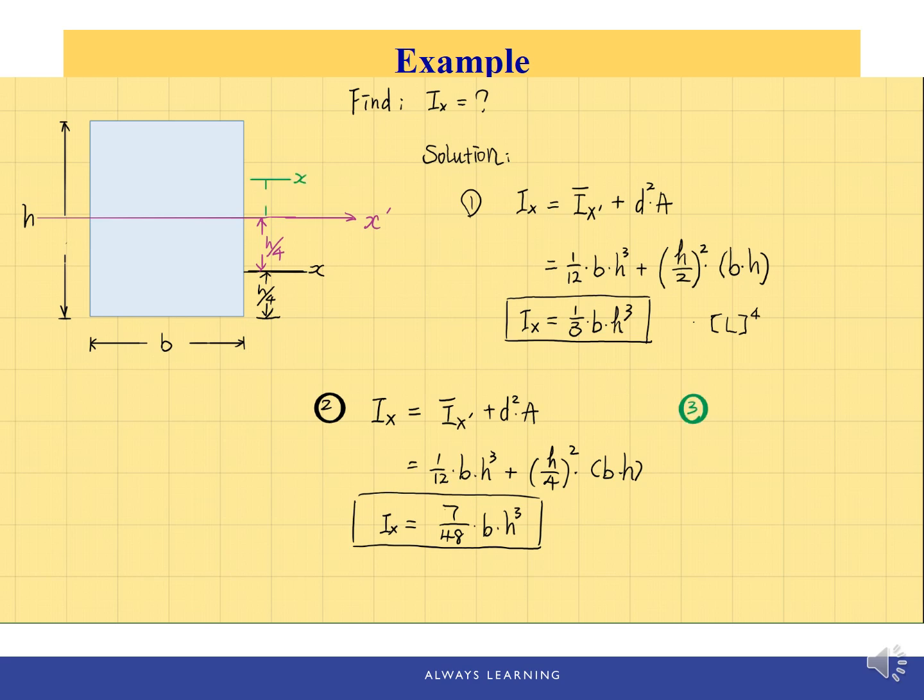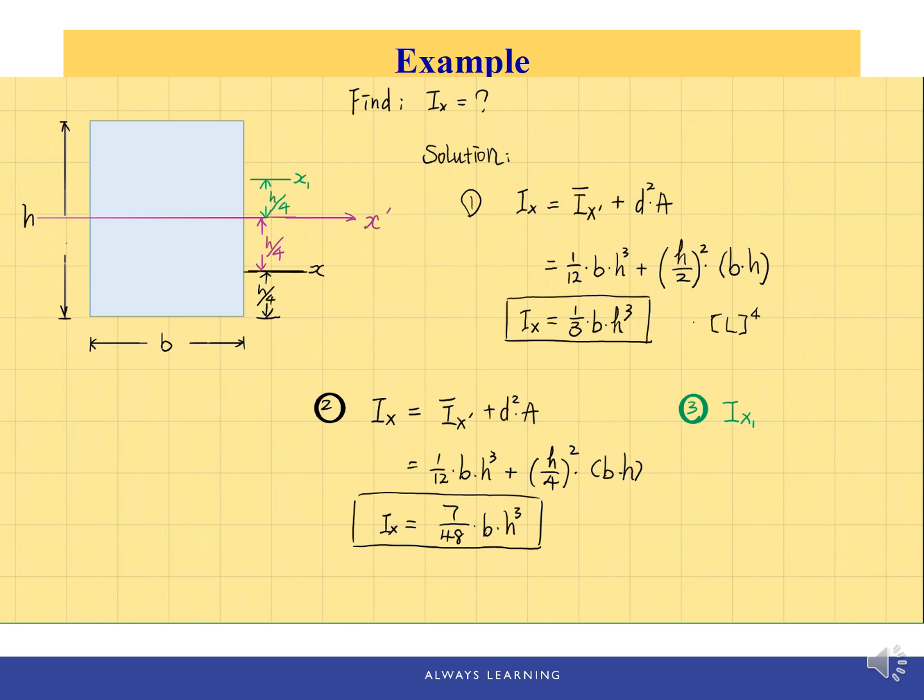So how about if you have another x-axis which is above the centroidal x prime axis, but the distance is still h over 4 from x prime? What is the moment of inertia about this x-axis? Let me call it the x1 axis. So the moment of inertia about the x1 axis. Do I need to do a calculation?